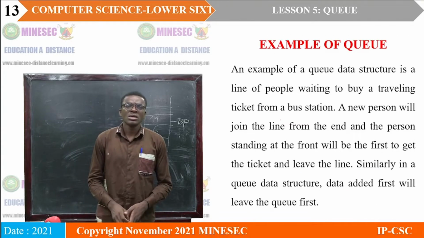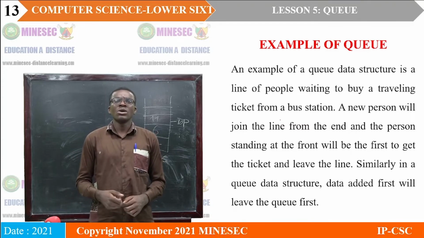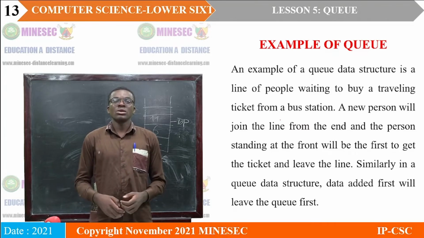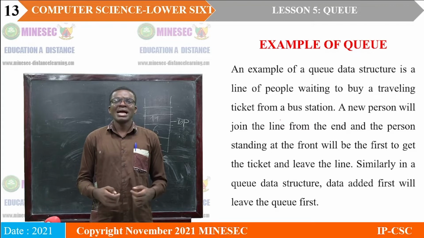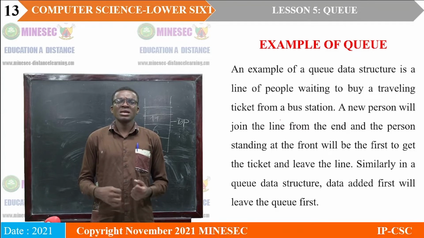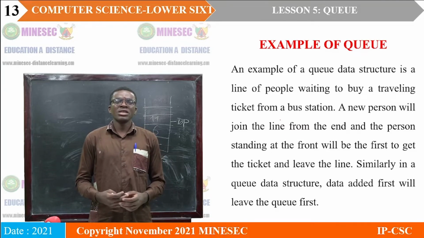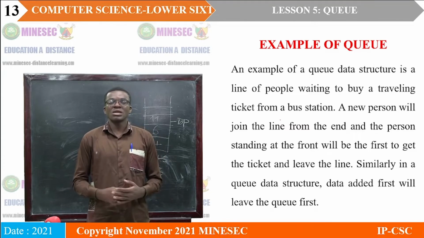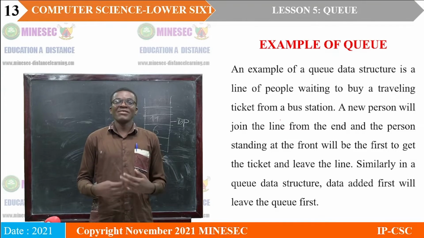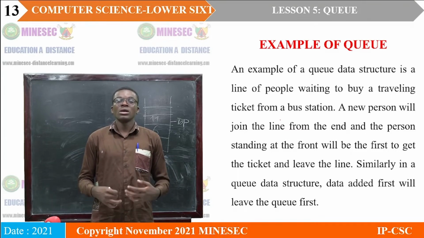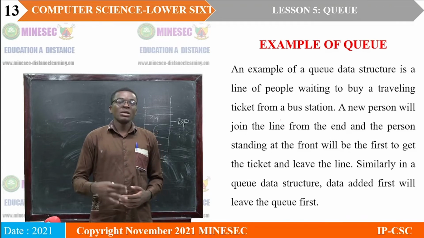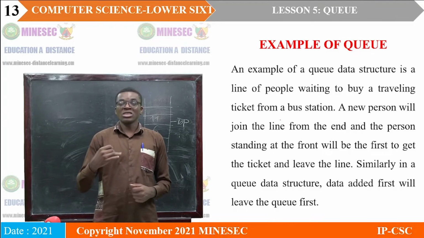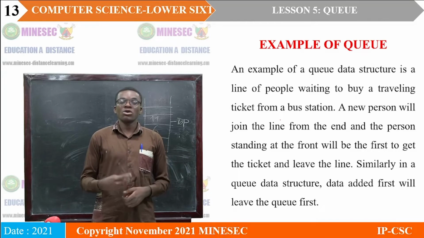An example of a queue data structure is a line of people waiting to buy a traveling ticket from a bus station, as mentioned in our real life scenario. A person will join the line from the end, and the person standing at the front will be the first to get the ticket and leave the line. Similarly, in a queue data structure, data added first leaves first. The passengers stand in a line, which is a queue. The first person at the beginning of the line gets the bus ticket first, while the person that joined the line last gets the bus ticket last.